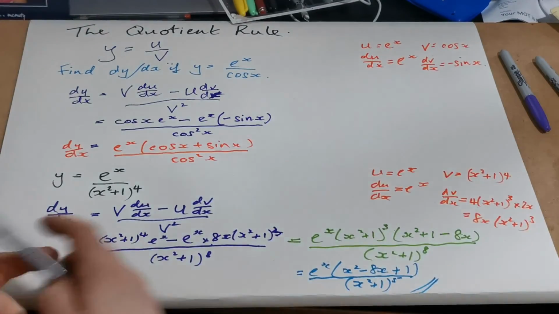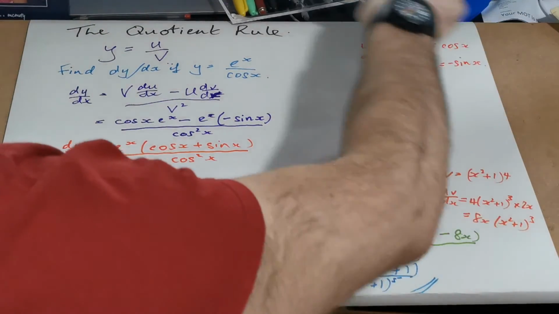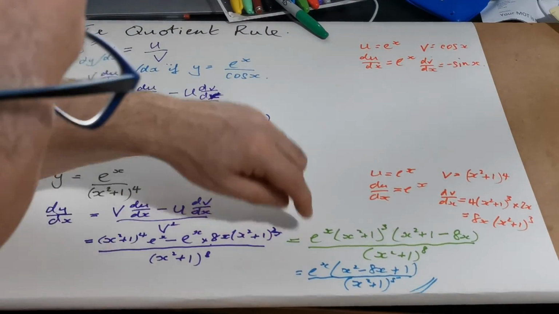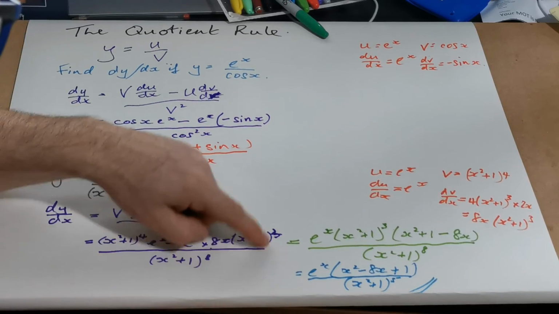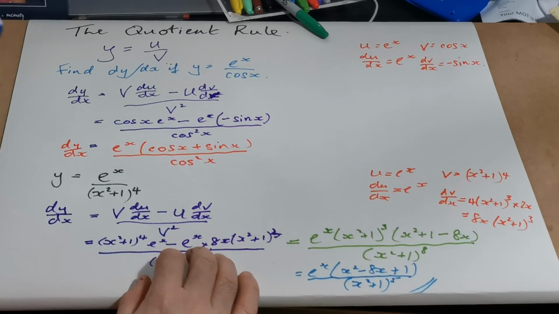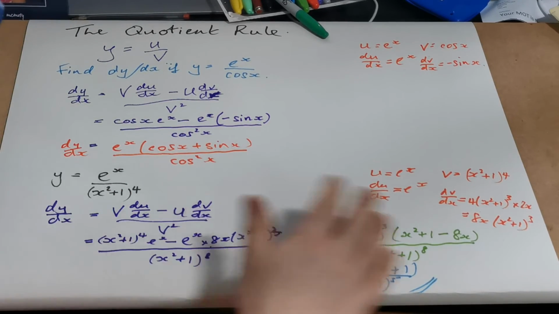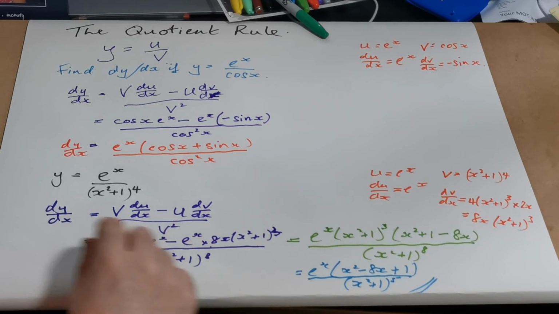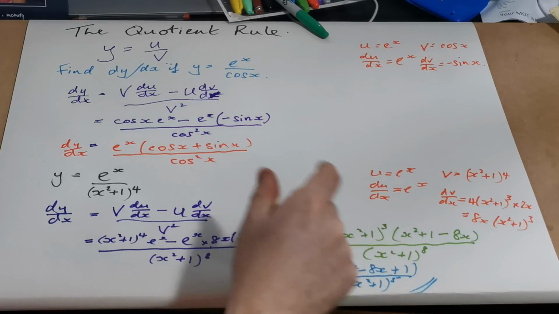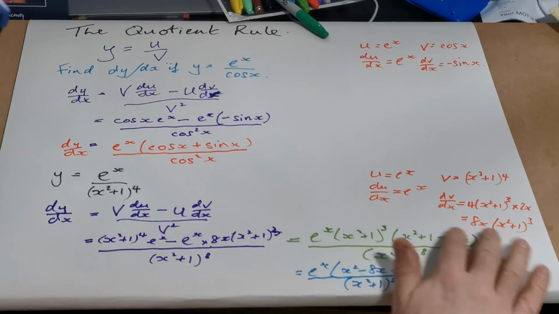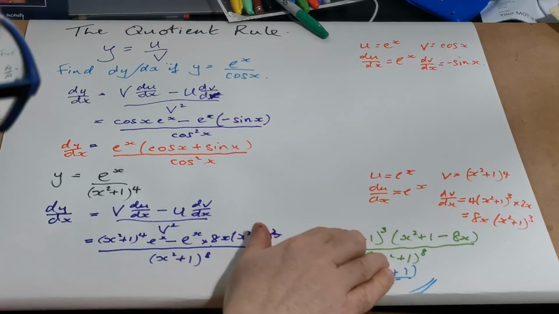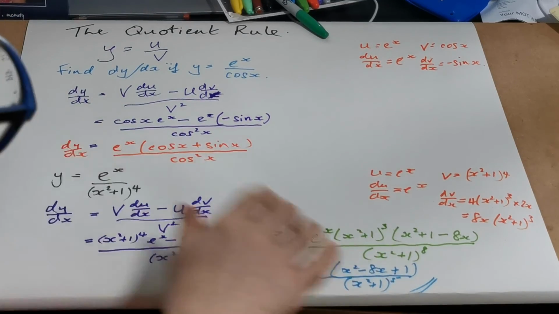And you need to get your head around that cancelling. The large part of it is to be able to get to here. That's using the rule. The next part is thinking about the common factors: the x squared plus 1 cubed and the e to the x that were there in both, taking out as a common factor, and then looking at what you're left with. So then we can think about cancelling these out.